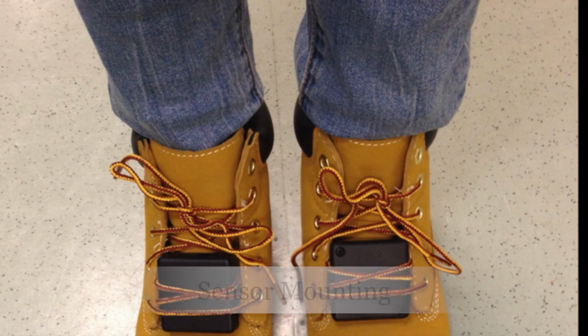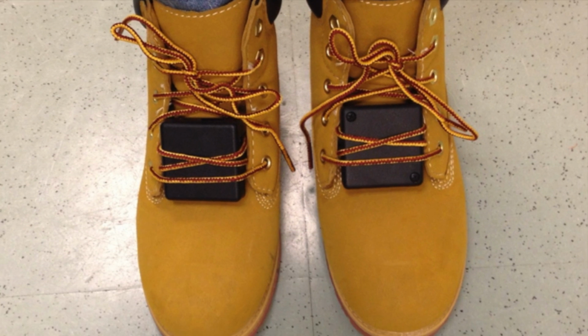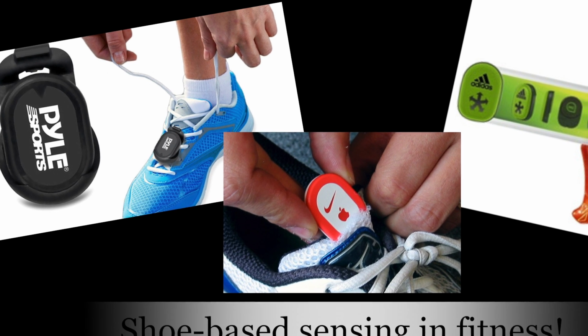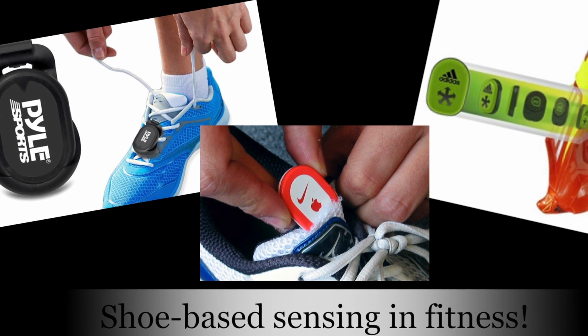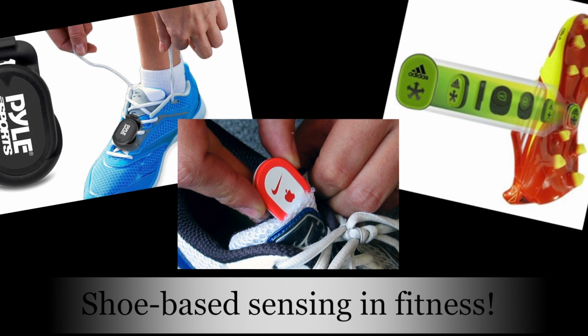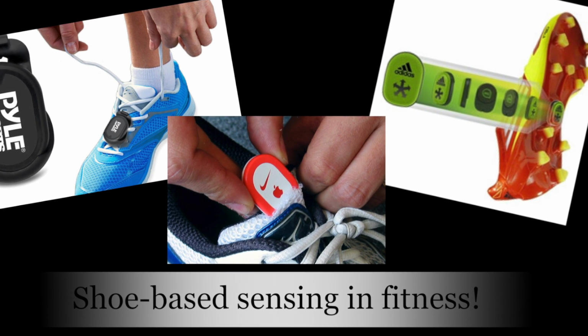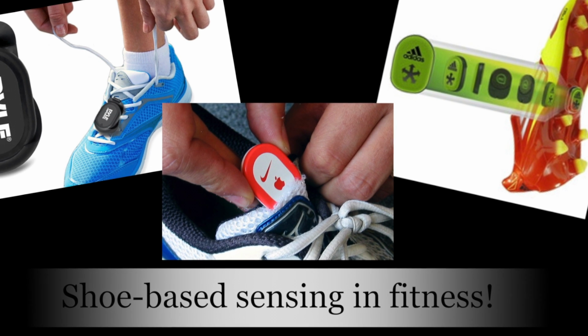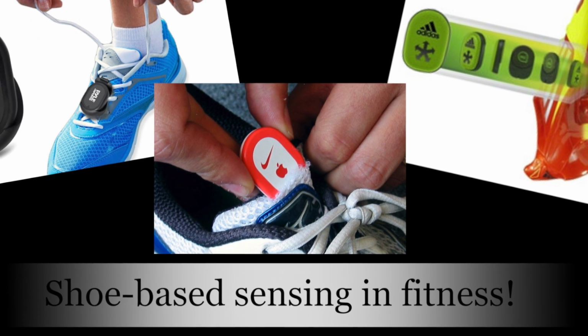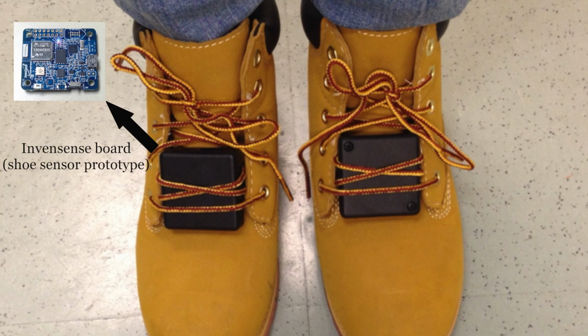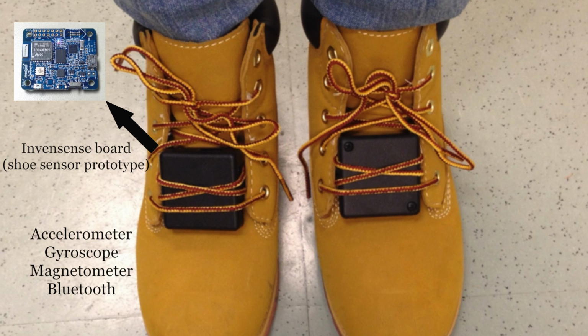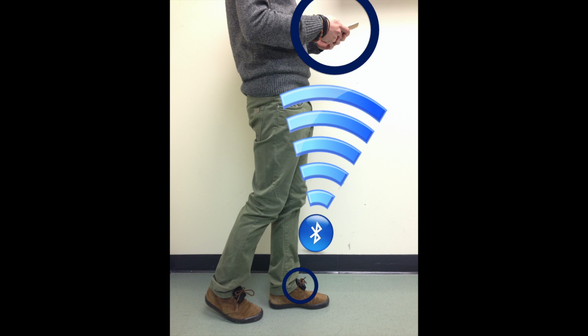For such detections, wearable sensors are best positioned on the feet. A large number of shoe-mounted sensors are gaining popularity for fitness purposes. We exploit the accelerometers available on these wearable units for ground profiling and crossing detection. For our prototype, we used an inertial sensor unit with accelerometer, gyroscope, and magnetometer. It communicates with a smartphone through Bluetooth.